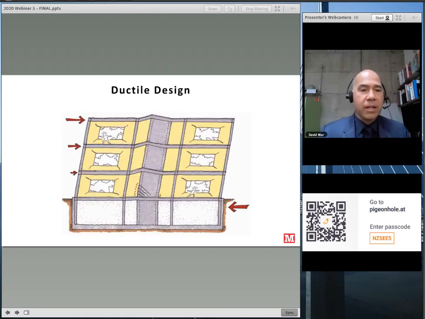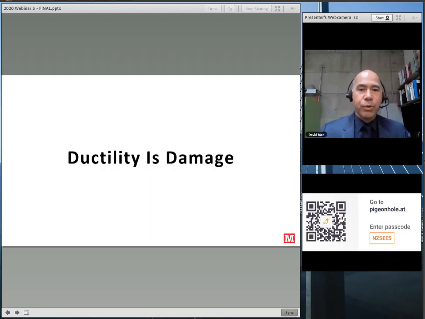This graphic is the concrete front wall version of it, and I show it also where clients can see that there's something happening to the structure, plastic hinge and all of that stuff, and that's all important to structural engineers. But there's also something happening to the skin and the people inside of it. And all of this brings up the point that ductility is damage.